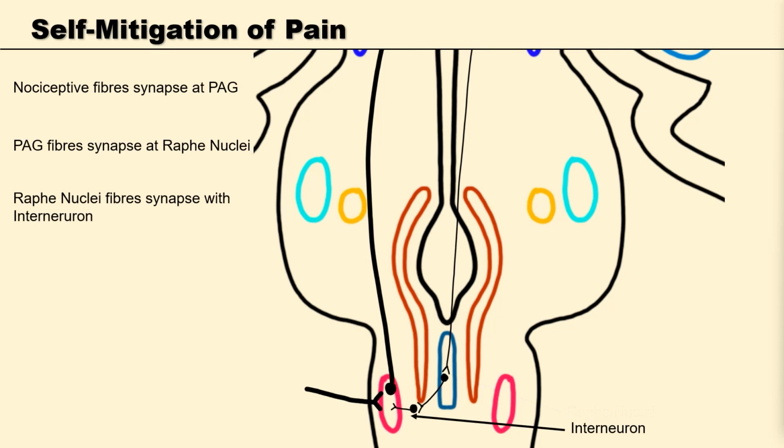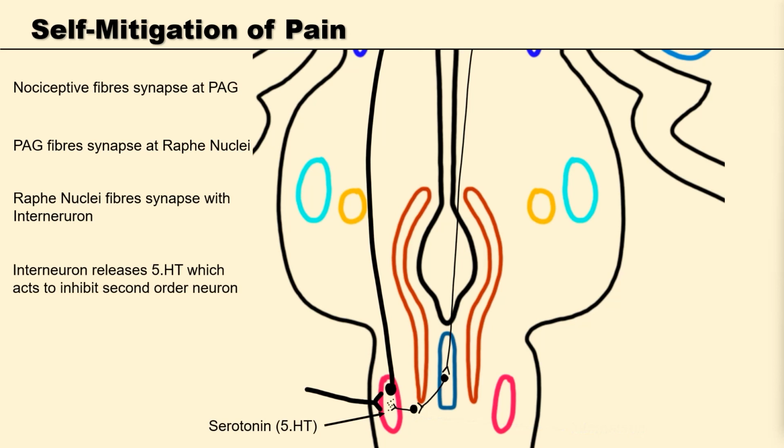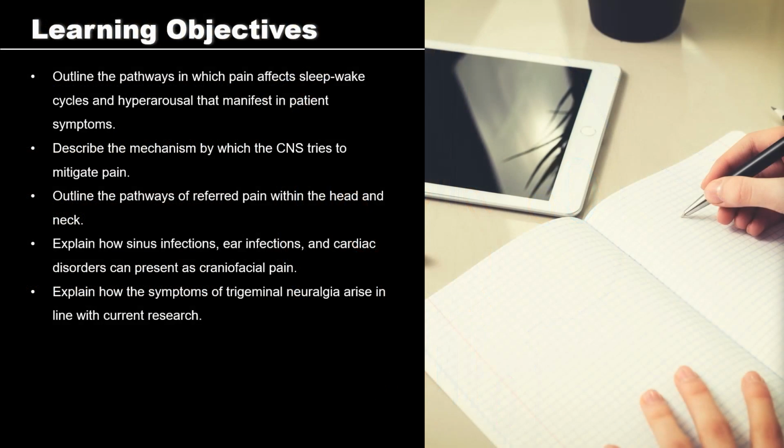Which release serotonin as a neurotransmitter, which acts to inhibit the second order neurons from transmitting pain to the thalamus. In effect, what we have done is turned off the transmission of pain. Serotonin is strongly associated with mood too, which is why we see a lot of pharmaceuticals that are prescribed for mood disorders like depression and anxiety.